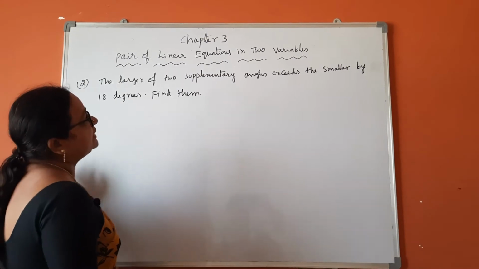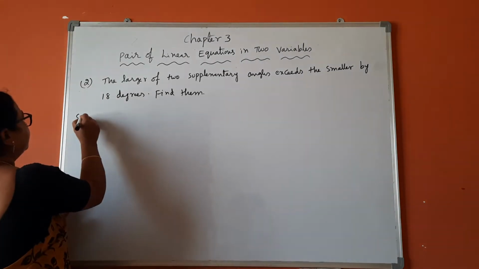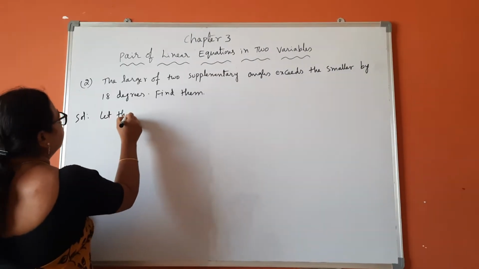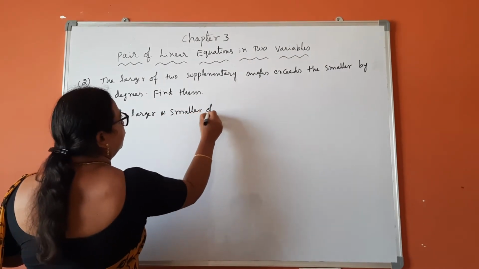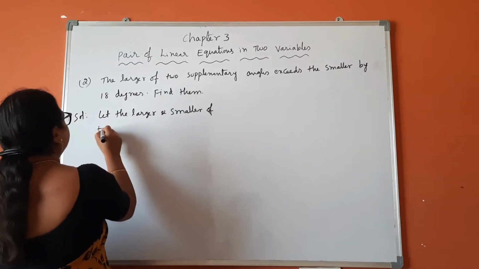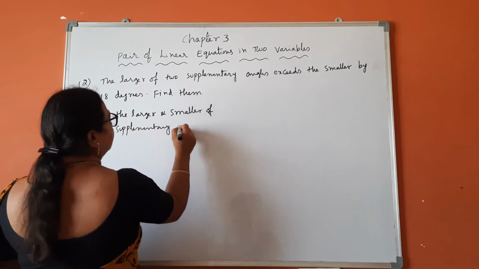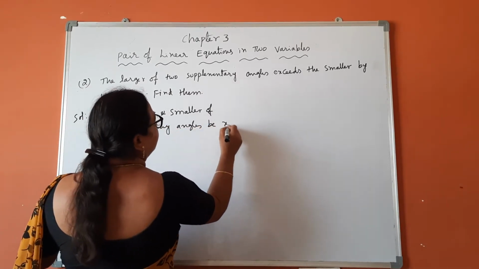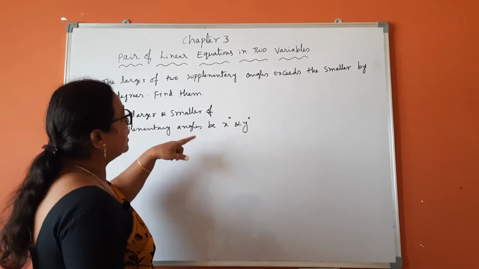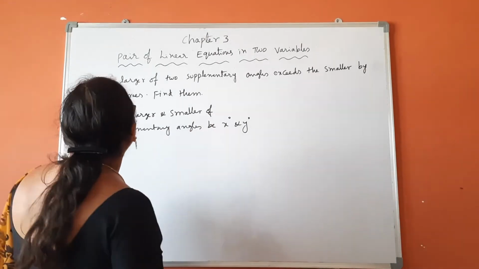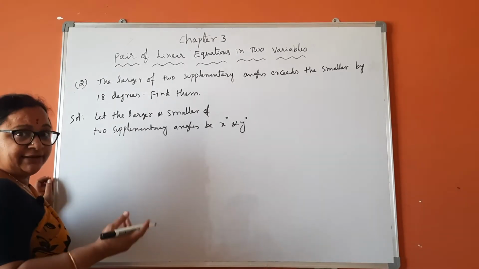The larger of two supplementary angles exceeds the smaller by 18 degrees. Find them. So let the larger and smaller of two supplementary angles be x degrees and y degrees, because these two are angles. The larger of two supplementary angles exceeds. So let us take x as larger than y.